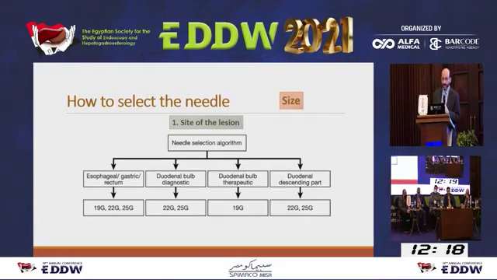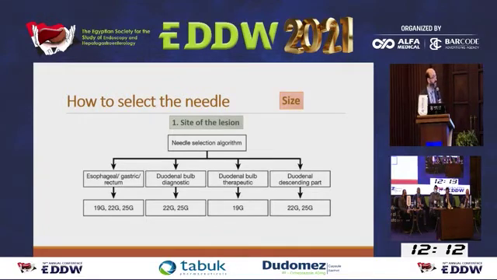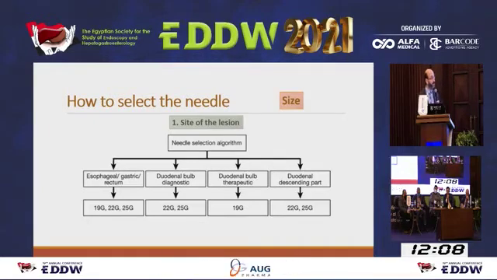The first item is the site of the lesion. For the esophagus, gastric, and rectum sites, you can choose any type because manipulation is easy. But for the duodenal bulb, if you are going to do a therapeutic maneuver, you can go for a 19G needle. If you are going to do FNA or FNB, you go for the 22 or 25. For the second part of the duodenum, you can only use the 22 or 25, especially for the uncinate process. It's preferred to use a more flexible needle like the 25.